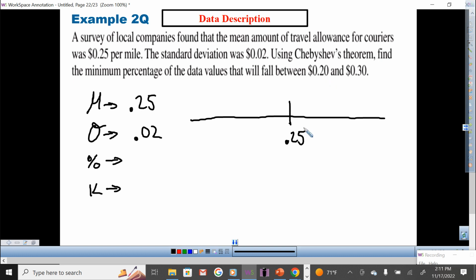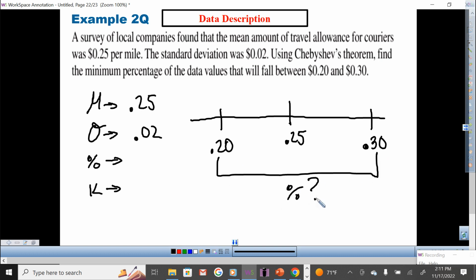20 and 30. That means that they give us the end numbers this time. So what is the beginning? 0.20. And what is the end? 0.30. So in this case, they do give us the end numbers. What is it that they don't give us? They don't give us the percent, compared to what we just did earlier, right?